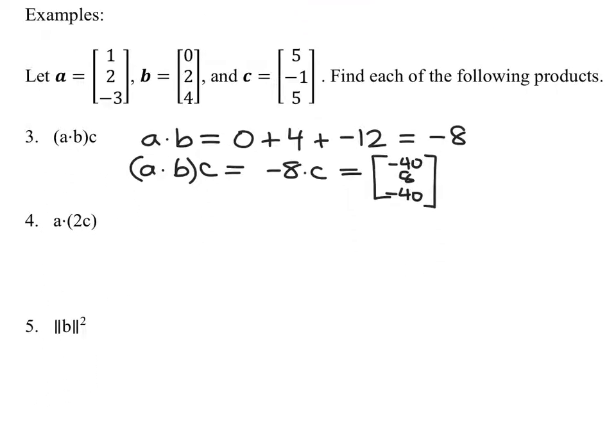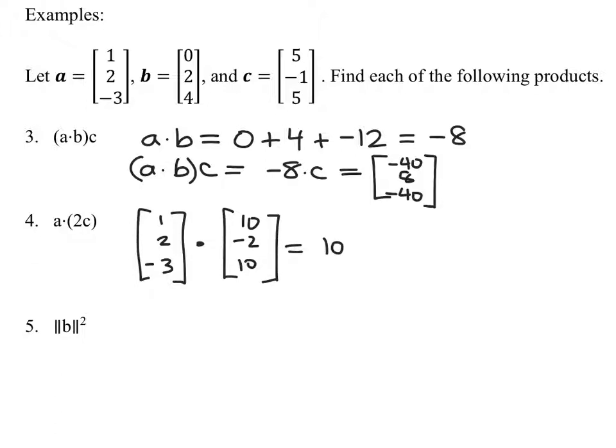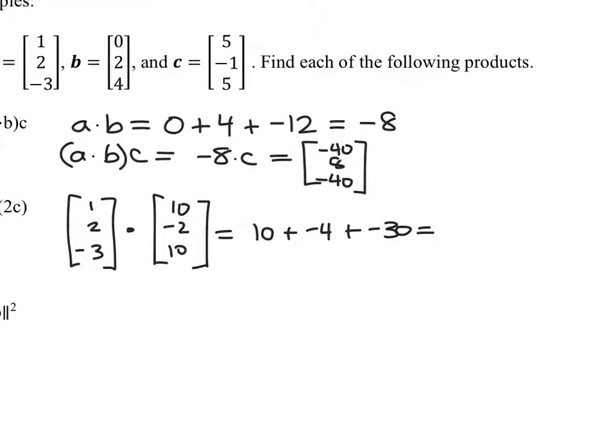There's basically a variety of different pathways you could follow, but since it's not difficult to just double vector C, I can just do 1, 2, negative 3, dotted against double the C vector, so 10, negative 2, 10. And so we'd be looking at 10 plus negative 4 plus negative 30. And so we'd get our result once we find that sum. So it looks like negative 24.